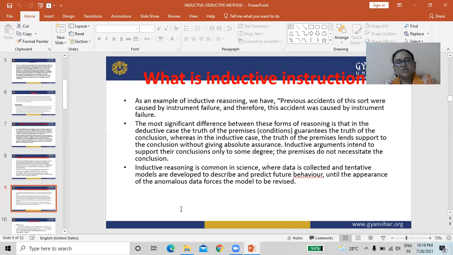Inductive reasoning is common in science, where data are collected and tentative models are developed to describe and predict further behavior until the appearance of anomalous data forces the model to be revised.